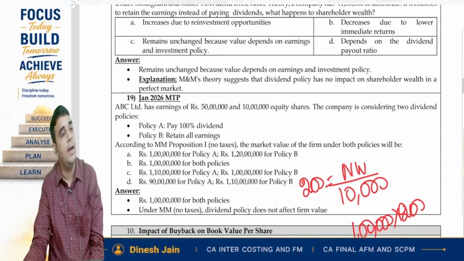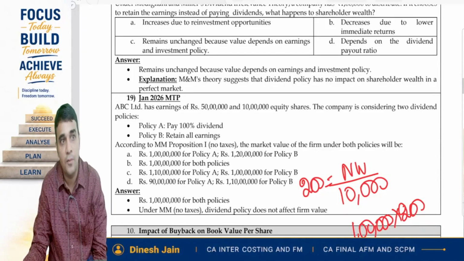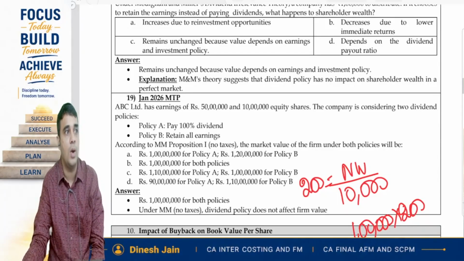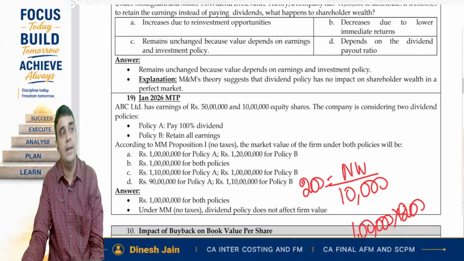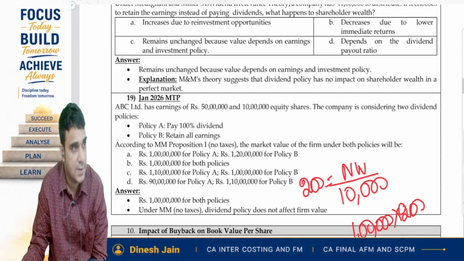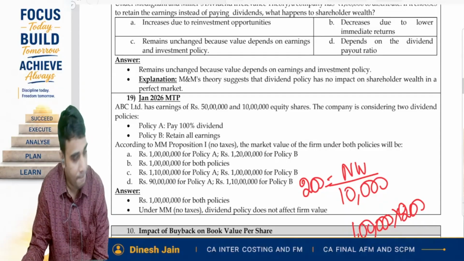Then we learned the Graham and Dodd model, which said that the value of a share is equal to what? Dividend plus earnings by 3, into multiplier.